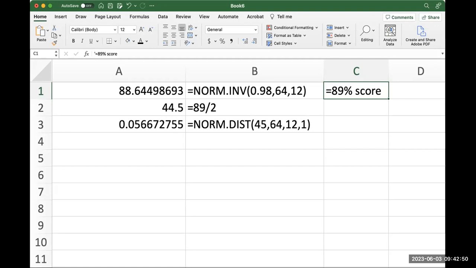So which is the correct answer? It is A. Did anybody get A? I would be surprised if you did because it's challenging. You got it? That's great.